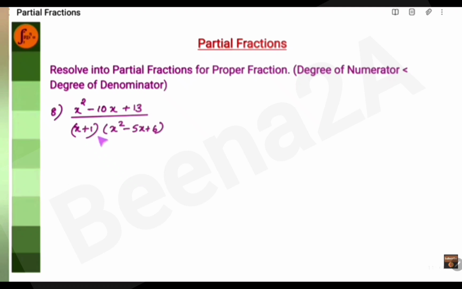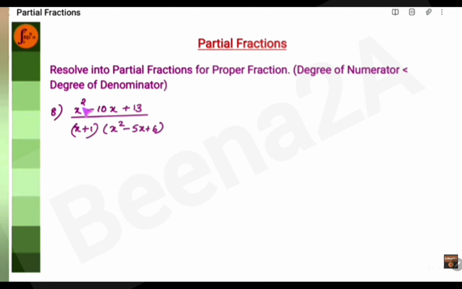Here we have both linear equation and quadratic equation in the denominator. So let's solve this. But let's remember, every time before starting the problem, you will have to figure out if it is a proper fraction or improper fraction. So we'll have to look at the degree of the numerator and degree of the denominator equations and then determine if it is proper or improper.